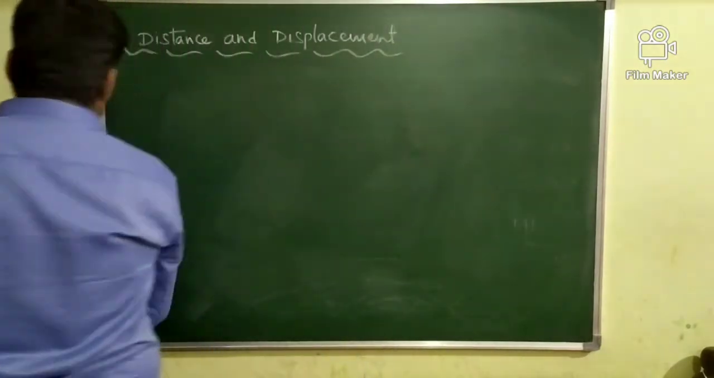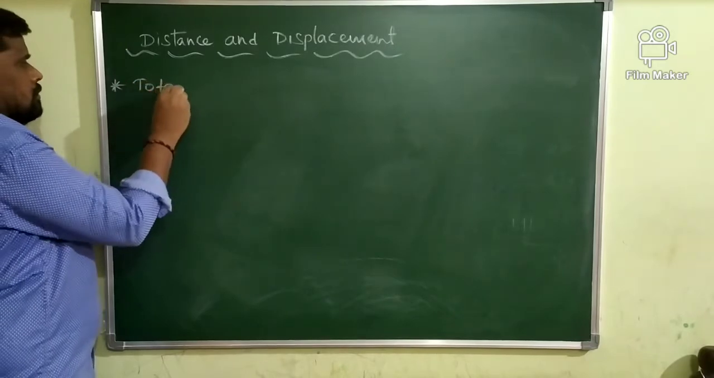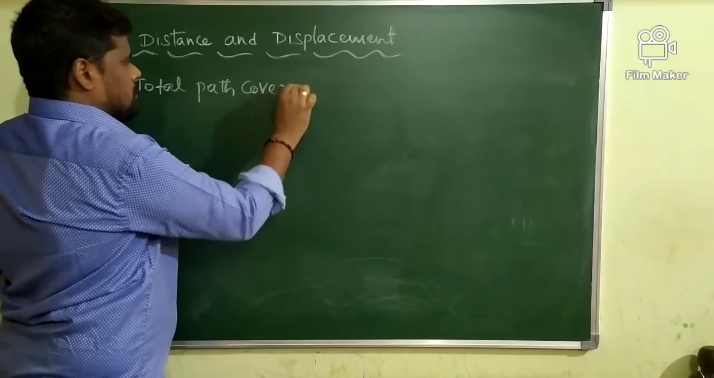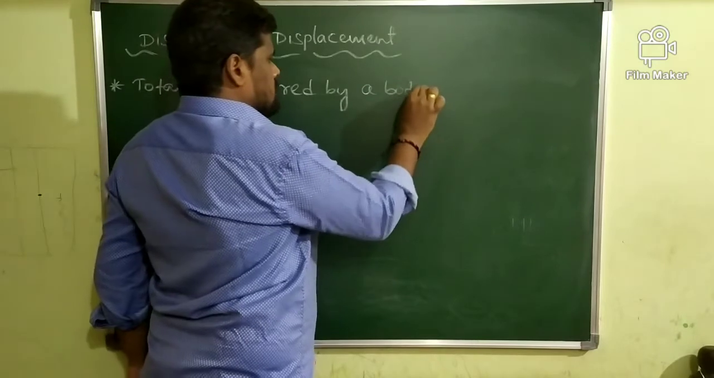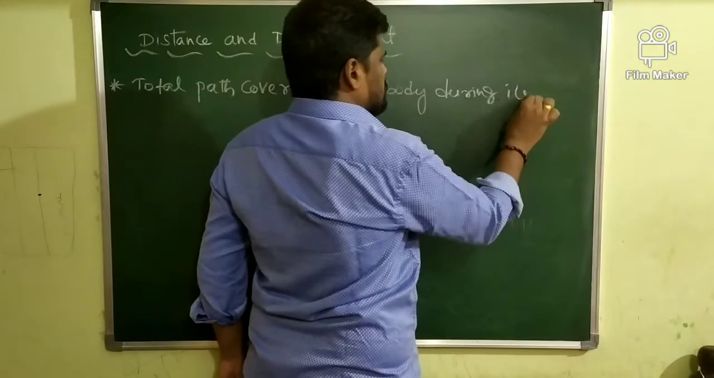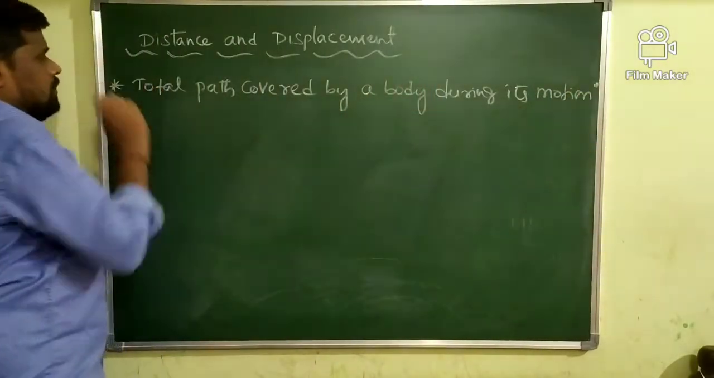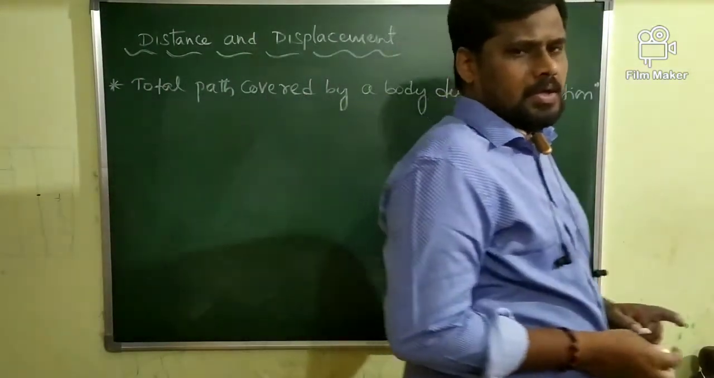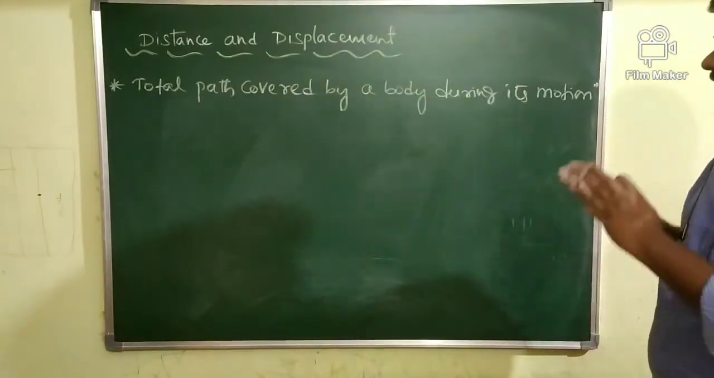What is the distance here? Write down the definition of distance. Total path length covered by a body during its motion. When the body is in the state of motion, how much total path length it is going to cover, that total path length covered by the body, we will call it distance.